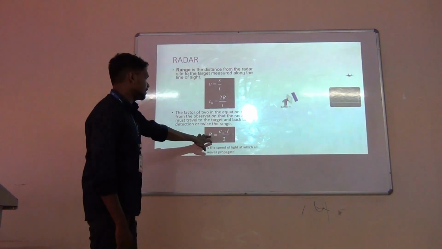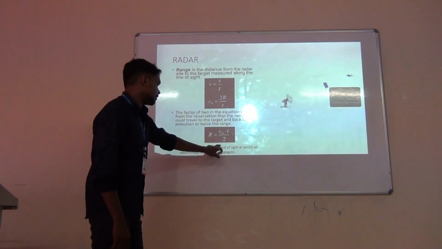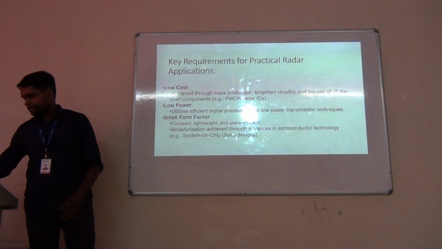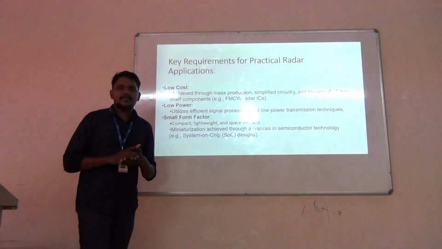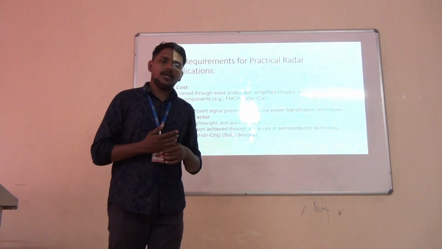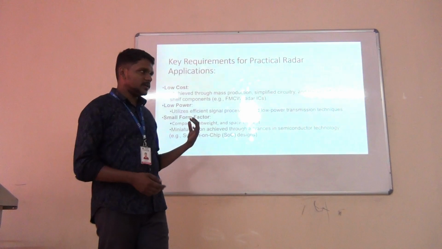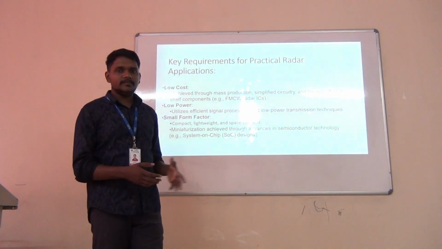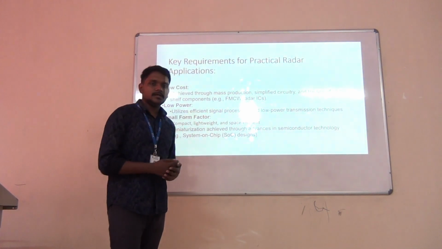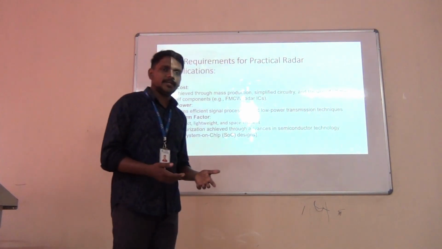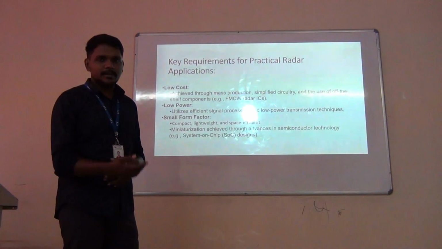So as we see here, we can find the range from this formula. Okay, I have been talking more about the autonomous vehicle and how radar is being used, how the frequency is transmitted, and we have seen that. So now we will be seeing what a practical application is and how it can be implemented.